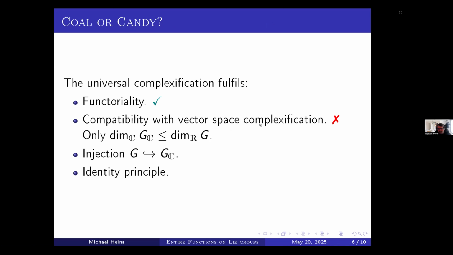About vector spaces, mixed bag. Good news, complexification of a vector space as a group is, again, the thing you would expect. So the complexification as a vector space. But the Lie algebras might be funky. So it may happen that the complex dimension of the complexified group is strictly less than the real dimension of the original one. This confused us for a while. So at the start, I didn't believe this could happen, until I found this inequality in Bourbaki.